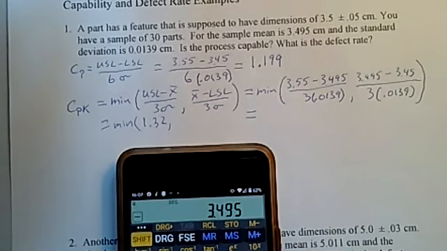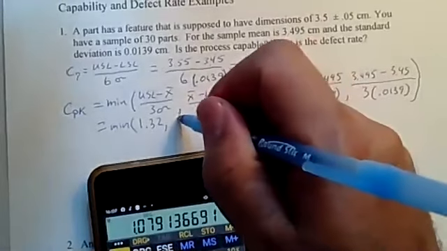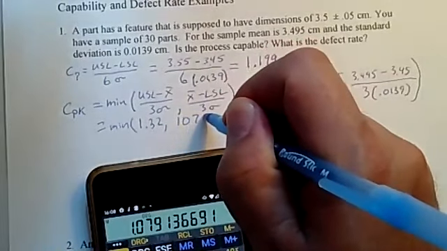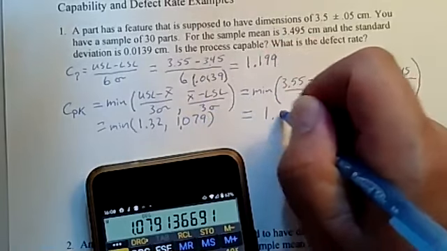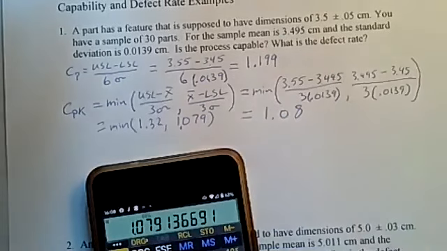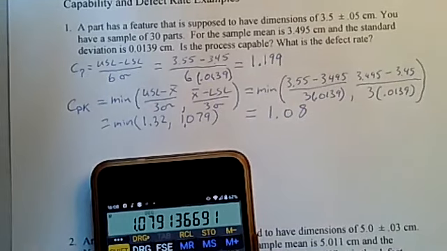So let's go ahead and do the one that we know will be the right number now. 3.495 minus 3.45 divided by 3 divided by 0.0139 is 1.79. Now the minimum of those two is the smaller, 1.08, and I'll go ahead and round it. So the answer is the Cp is 1.2 and the Cpk is 1.08. Therefore, we could say this process is capable because both the Cp and the Cpk are greater than 1.